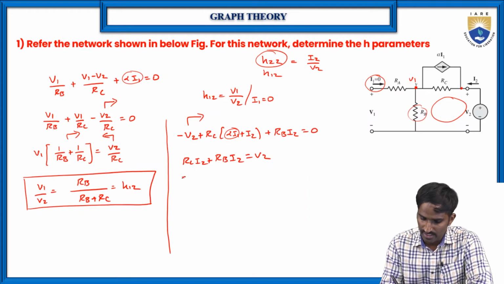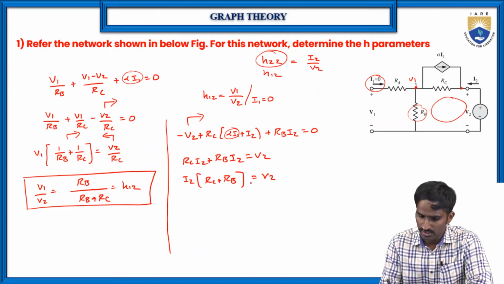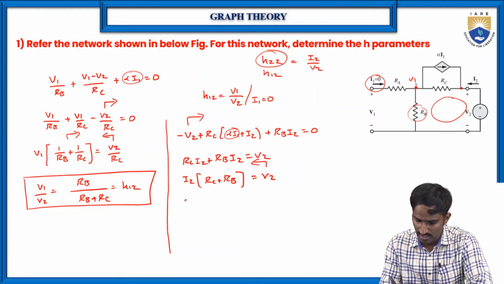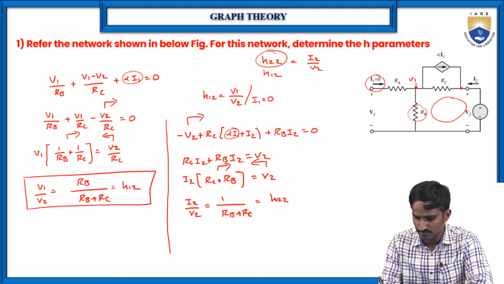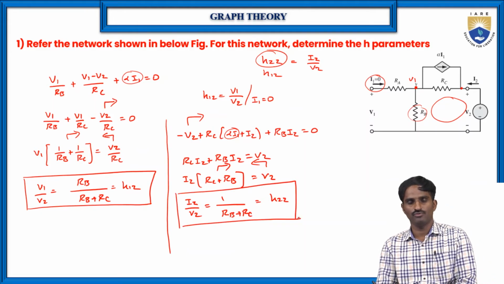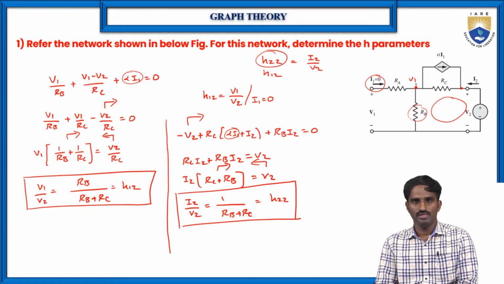Right. So if you take I2 as a common, then you will get RC plus RB which is equal to V2. Then here it is I2 by V2. So just send this one. Right. Then here I2 by V2 which is equal to, you just send this one to other side. So that here 1 by RB plus RC. So which is equal to H22. This is how we can find the value of the H parameters.